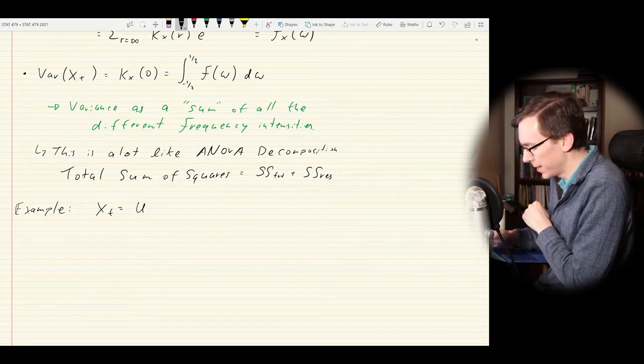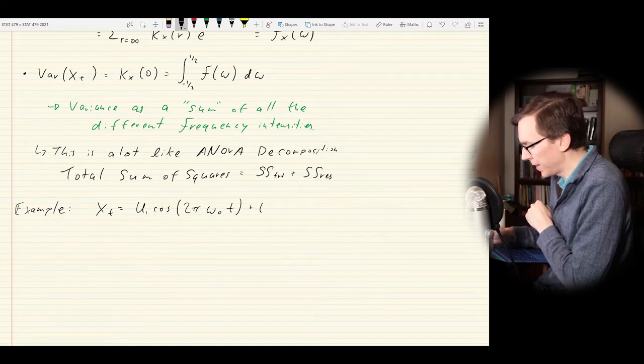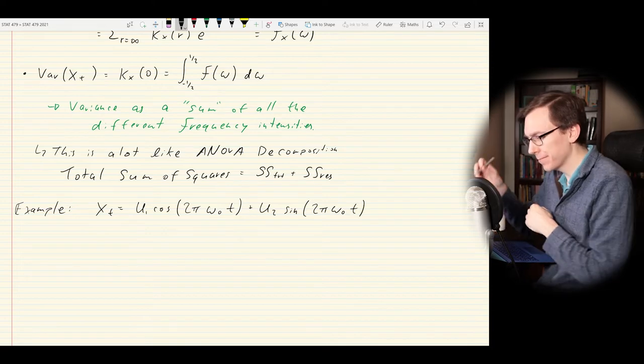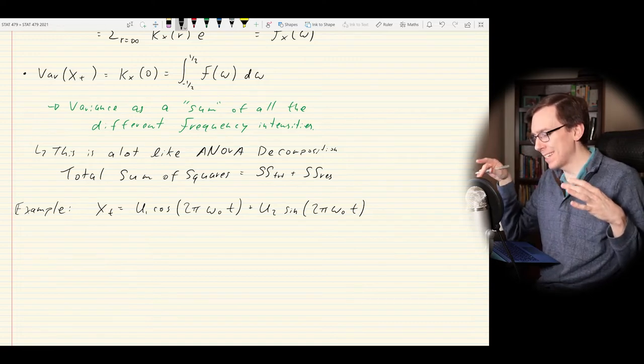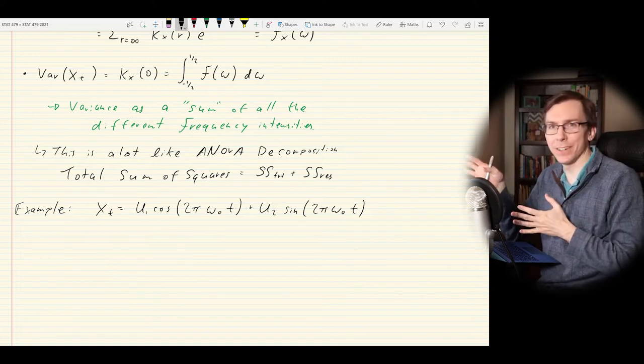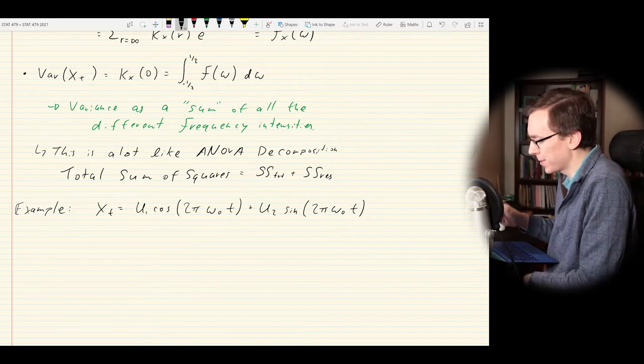It's going to be U1 times the cosine of 2 pi omega naught t, for some frequency omega naught, and then we're going to have U2 times the sine of 2 pi omega naught t. So that's our simple periodic process. It's just a cosine wave and a sine wave. Here, U1 and U2 are mean zero, uncorrelated random variables.